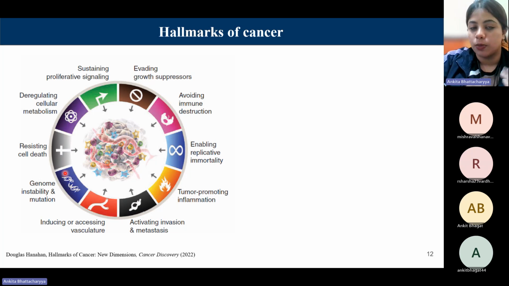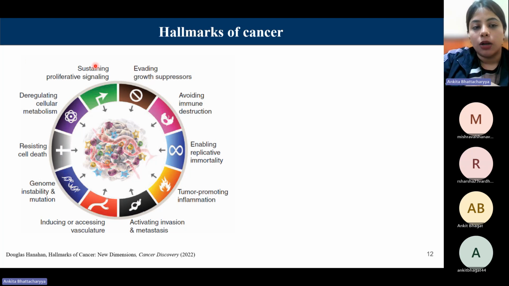For example, think about genome instability and mutation. Genetic mutation is something we very commonly hear about: that DNA has a mutation and a patient suffers from cancer. But it is not just that. Having that mutation is not enough. A lot of other checkpoints and a lot of other signaling programs within the cell have to go awry, have to be disrupted, for the cell to actually become cancerous. So more often than not, a combination of hallmarks, say 2 or 3, is found to be present within a cell that has become cancerous.